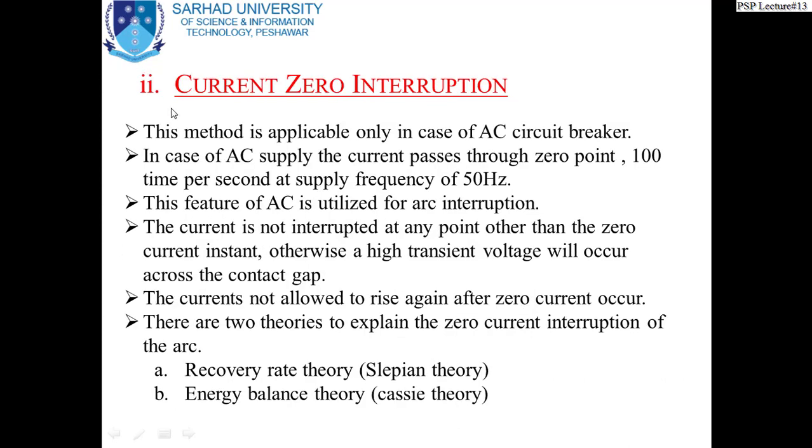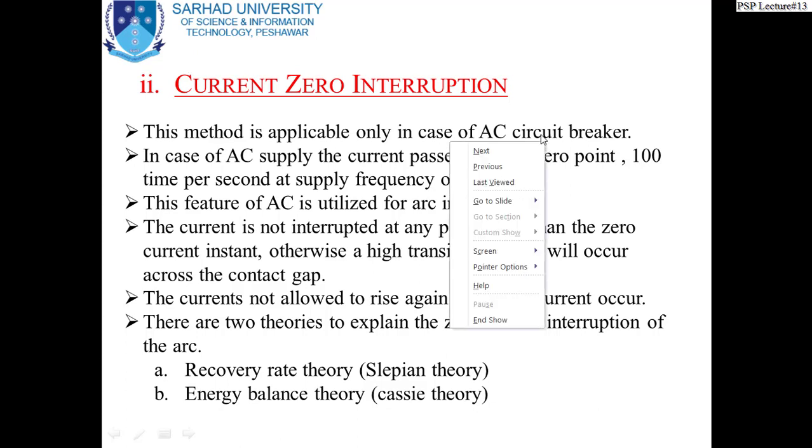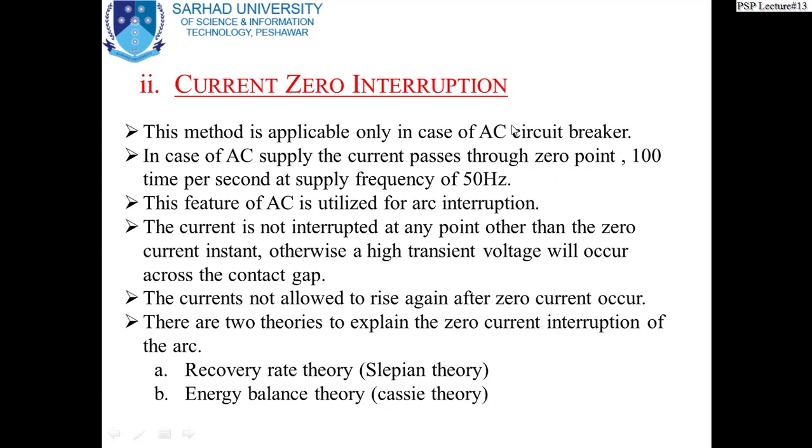Okay. Now the second is, of course, current zero interruption. It is clear from the name, current zero. So naturally it appears that this method is applicable only in the case of AC circuit breakers, because in DC current or in a DC circuit we cannot find any zero. It is a continuous, same magnitude current flowing always. But in the case of AC we have a fluctuation. Sometimes the current is maximum, sometimes minimum, sometimes the current is passing through zero. So all these happen only in the case of AC.